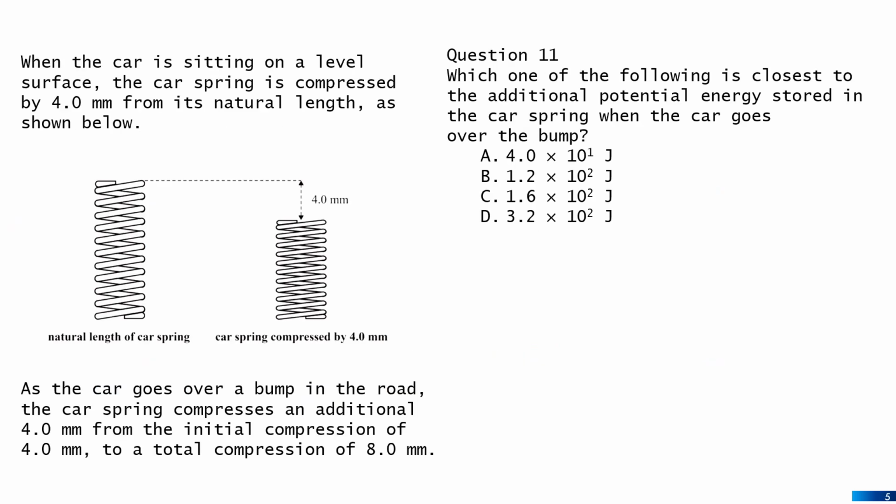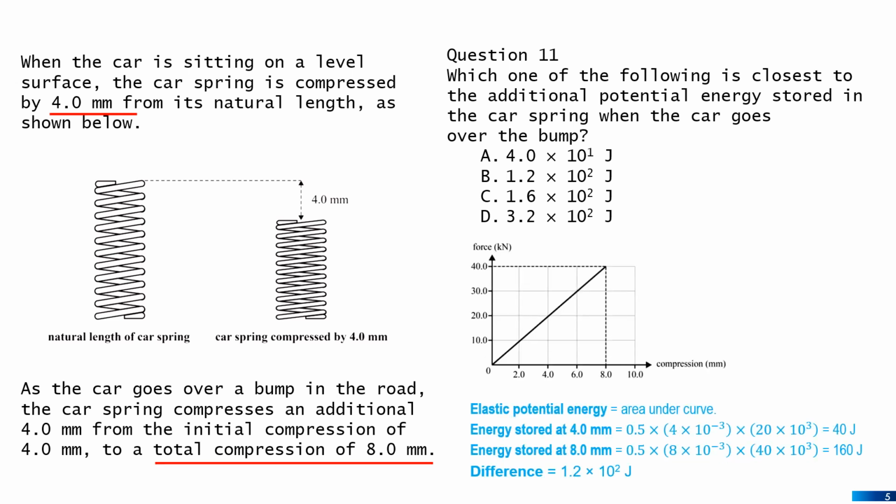When the car is on level ground, the spring is compressed by 4.0 millimeters. When it goes over a bump, its spring is compressed by 8.0 millimeters. The question asks for the additional potential energy stored in its spring when it goes over a bump. Calculate the elastic potential energy at 4.0 millimeters and 8.0 millimeters respectively, and then the difference between them. This value is B.